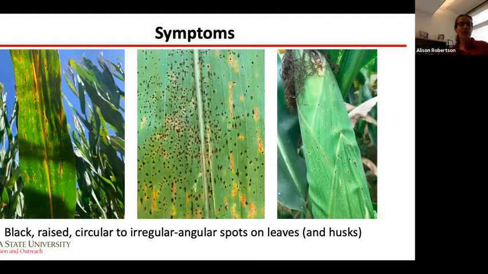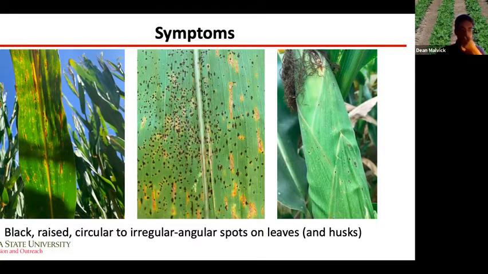Occasionally, you can also find TarSpot on the husks of corn. In Iowa, I think I've seen it on maybe two or three husks, literally, and that was right at the end of last growing season. I suspect that it gets onto the husks when we get earlier infections and also when we have more severe infections in the field.